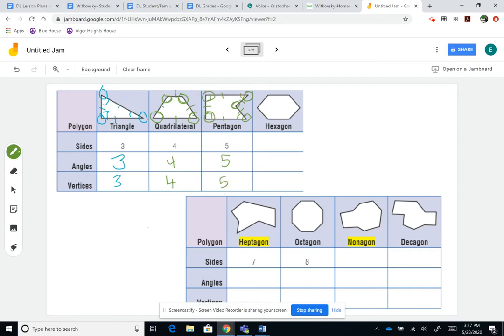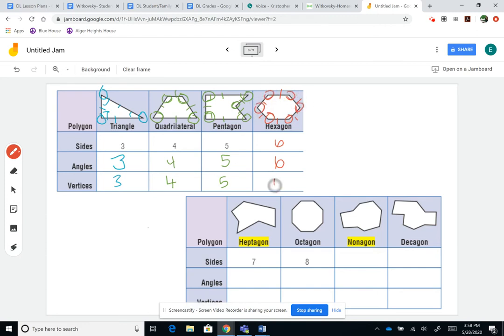All right, look at the hexagon now. How many sides does the hexagon have? Hexagon has 1, 2, 3, 4, 5, 6. 6 sides. How many angles does it have? 1, 2, 3, 4, 5, 6. And how many vertices does it have? 1, 2, 3, 4, 5, 6.